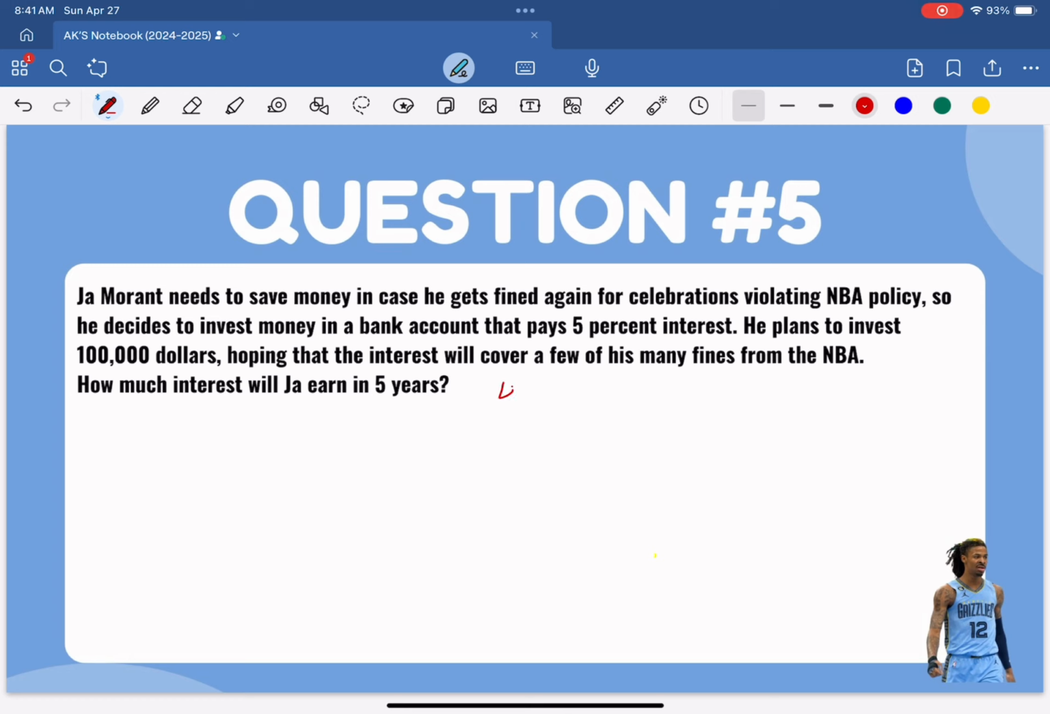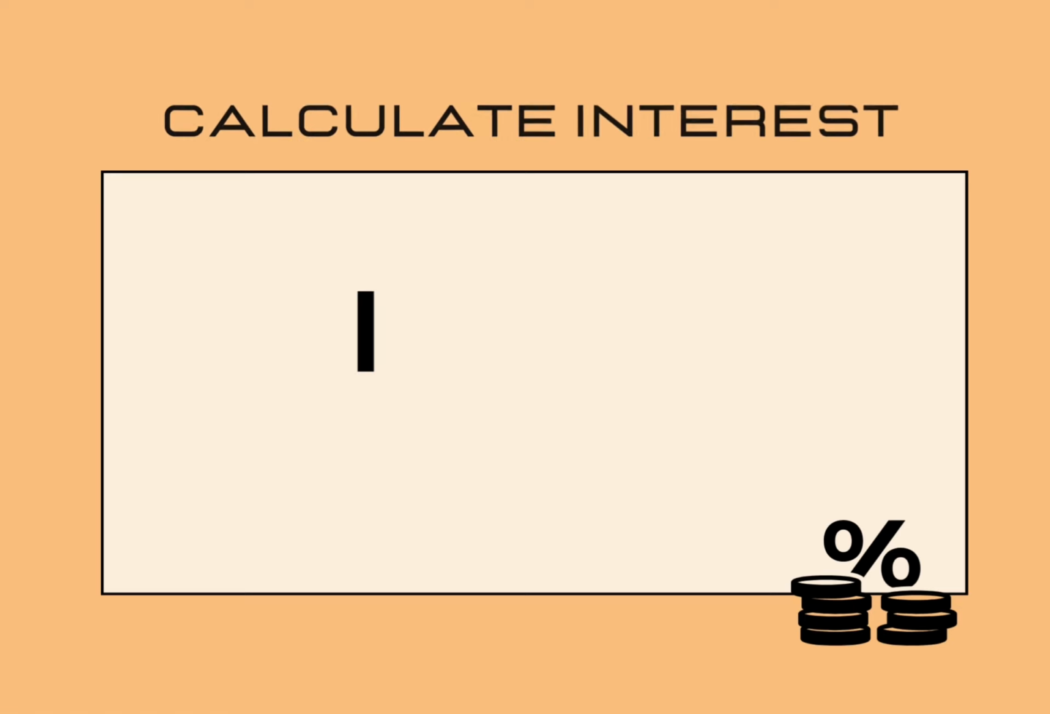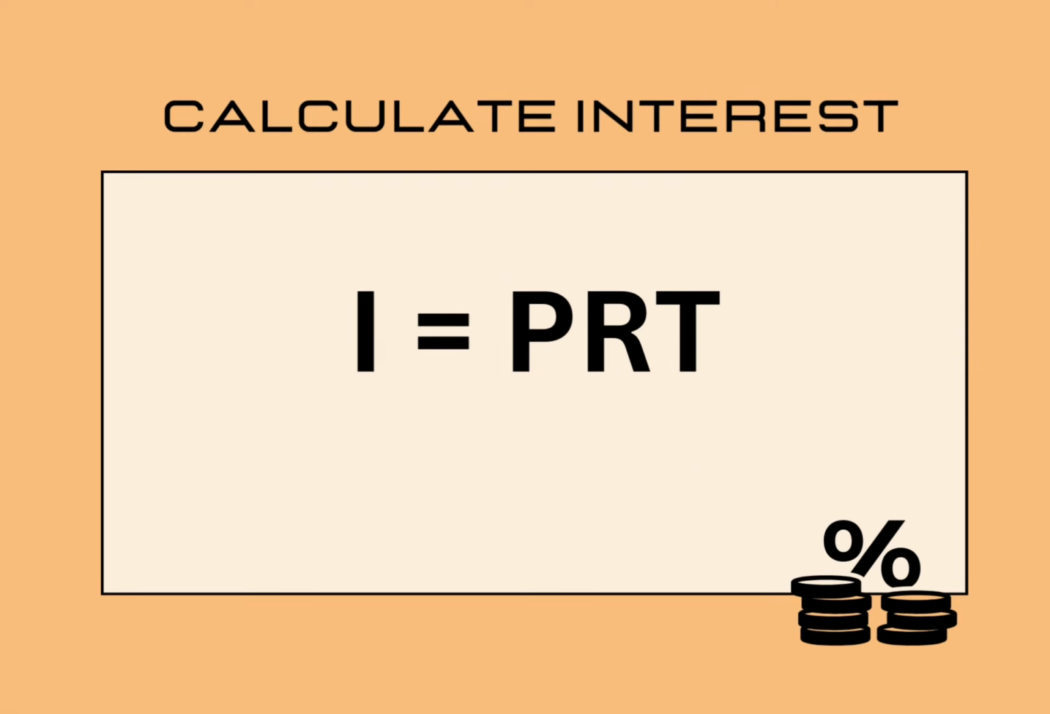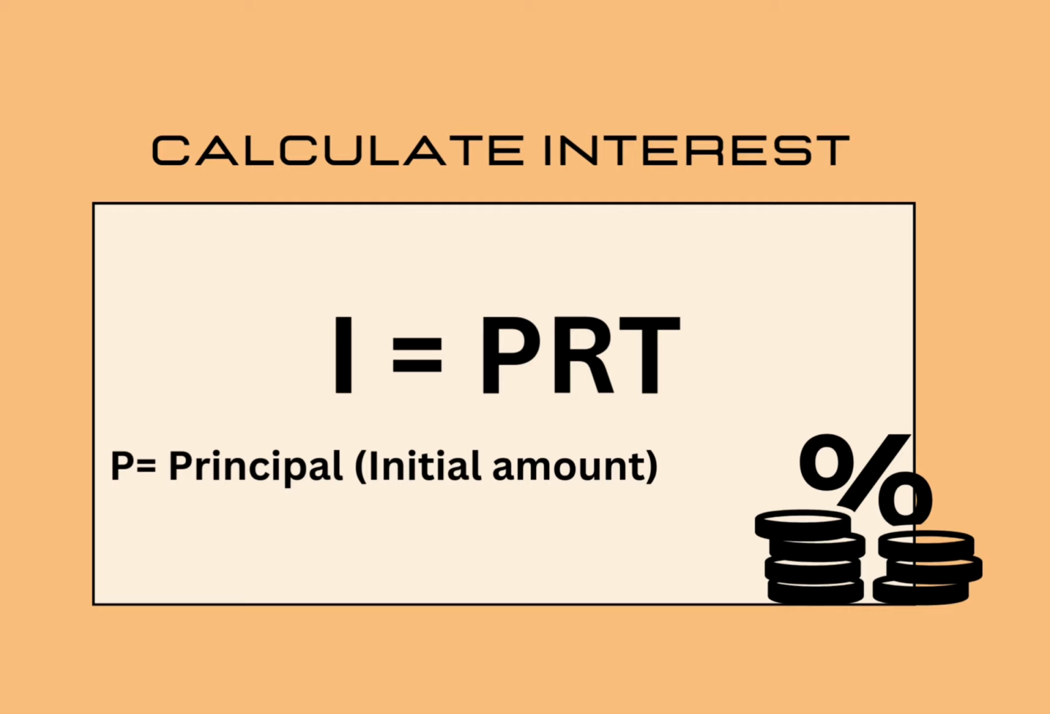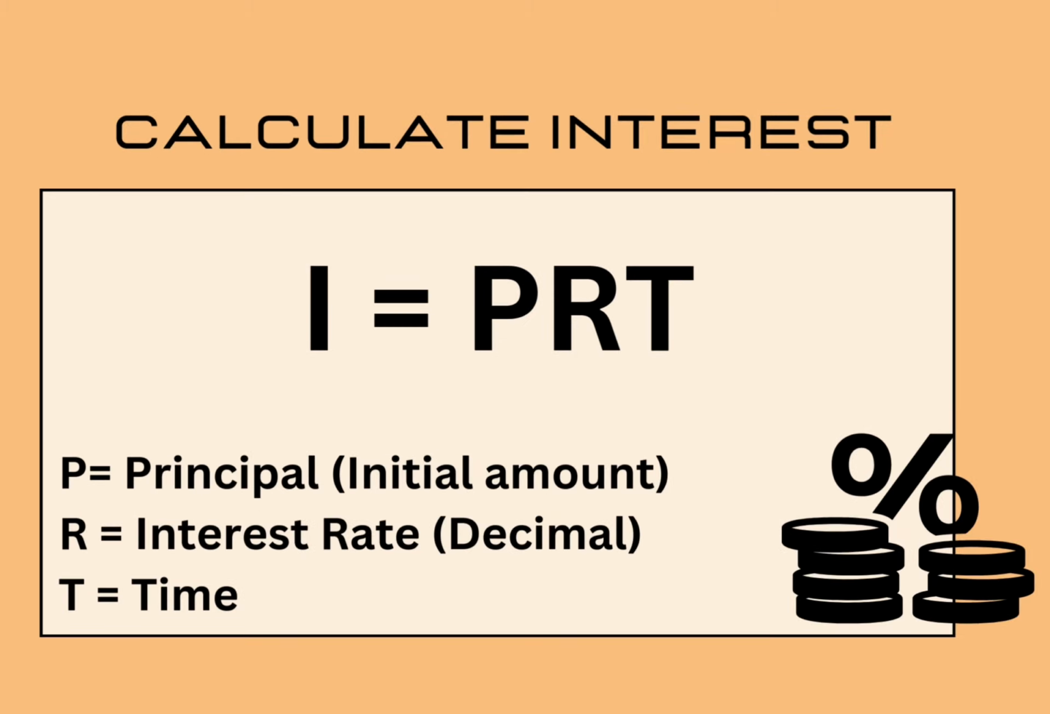So step 1. As always, you want to read the question closely and find the important information. So we see that the bank pays 5% interest and the initial investment is $100,000. We are also looking at the amount of interest earned over 5 years. So step 2, write the formula for simple interest. Interest is equal to the principal times the rate times the time. Reminder, the principal is simply the initial investment, the rate is just the interest rate as a decimal, and the time is the amount of years the interest is applied over.